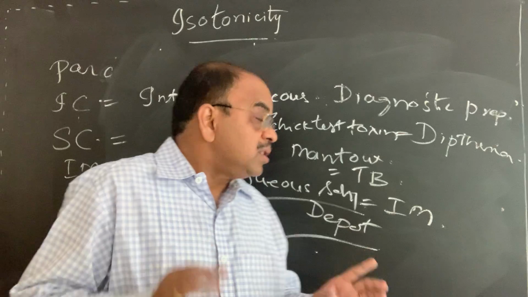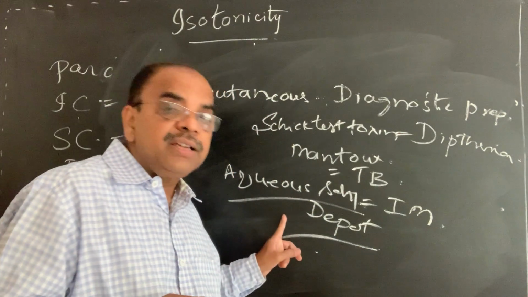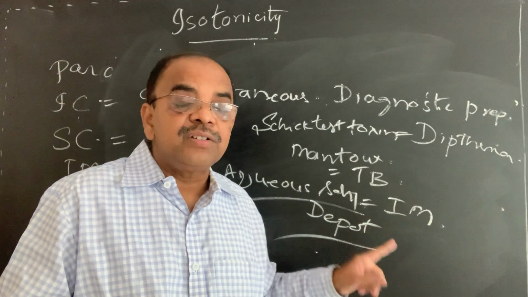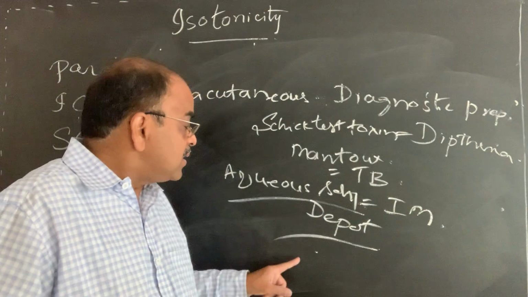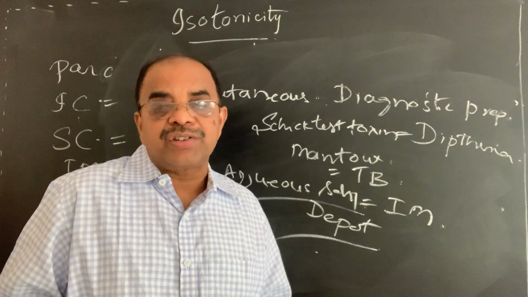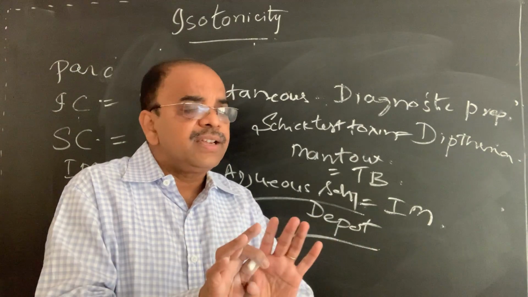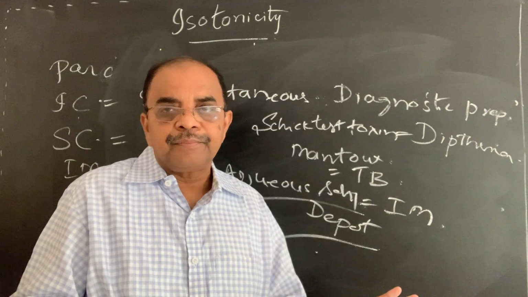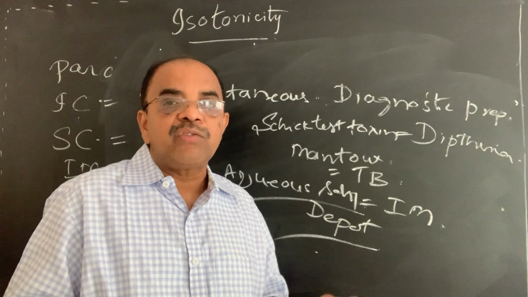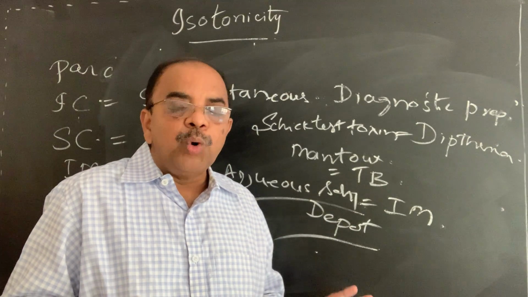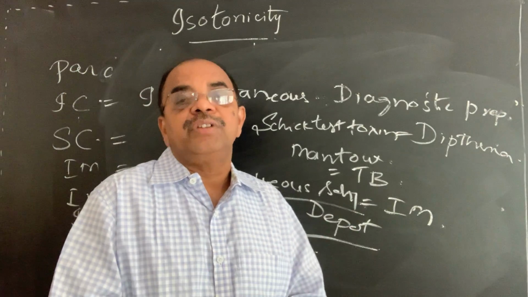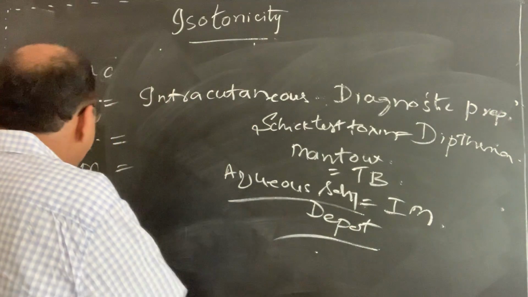So, if this is an aqueous solution, we have to go for a slightly hypertonic one when injecting by the IM route. Suppose it is an oily injection, or a non-aqueous preparation, prefer only isotonic. If it is an aqueous solution, slightly hypertonic is required to avoid depot effect and for the faster diffusion of the drug solution.